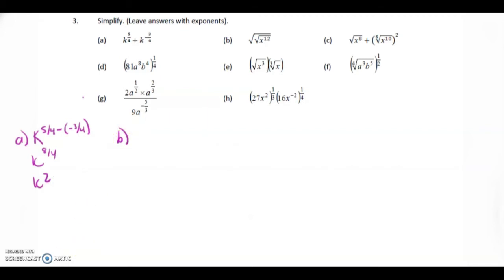Okay, B. Okay, so we have x to the 12, and that's to the 1/2. And then that's to the 1/2. So what we're essentially doing is multiplying all these numbers. So 12 to the 1/2 is just 6, and then that's raised to the 1/2, which is just 3.